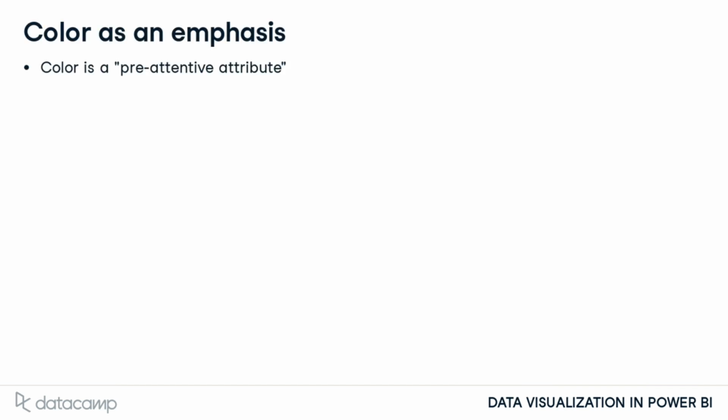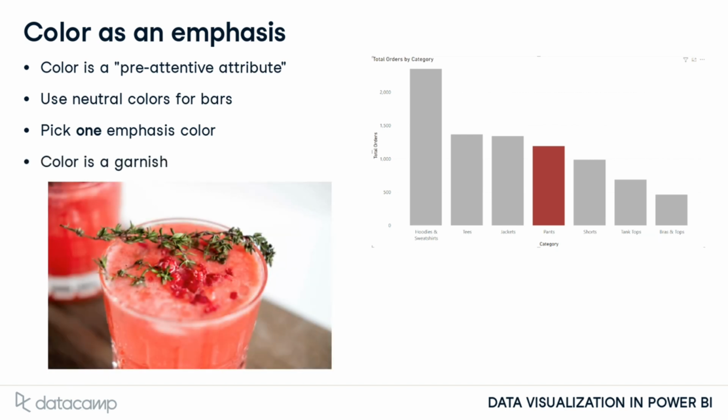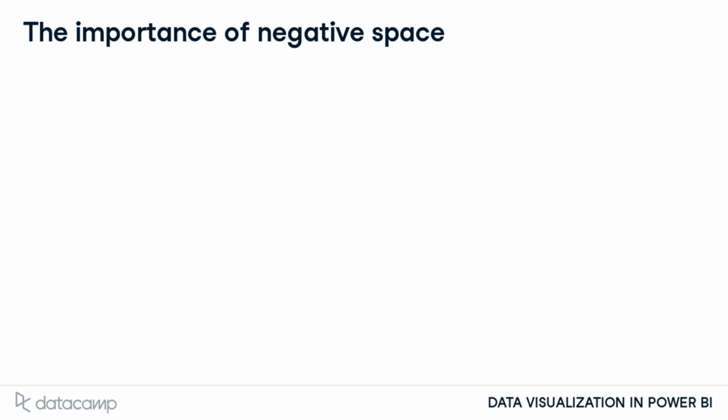Color is what we call a pre-attentive attribute. On this chart, your eyes automatically focus on one particular bar. This focus happens before you can pay attention, making this pre-attentive. Take advantage of this by using neutral colors for bars. Then, you can emphasize something using one color without using words. Think of color as a garnish. A small amount is great, but you don't want to dominate your meal. We don't know where to look if a report has too much going on. Negative space, or places without any information or visual effect, helps us differentiate sections much more easily.